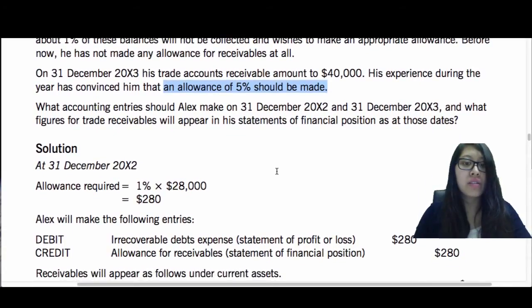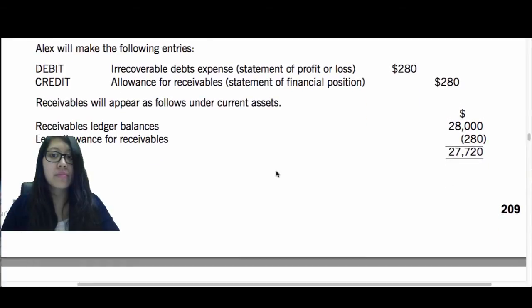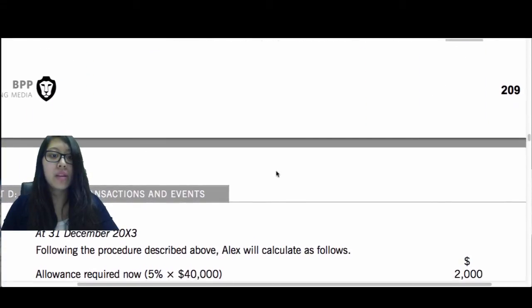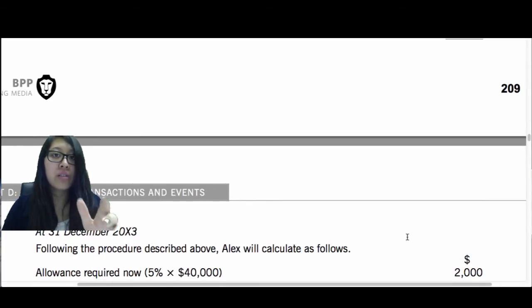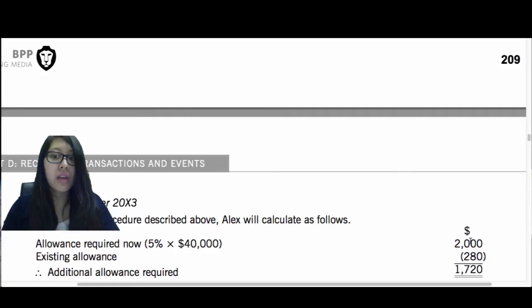So let's see how much 5% of 40,000 is. So the allowance that is required now is 5% of $40,000, which is $2,000. Now, remember how we need to adjust our allowance figures. So if last year he had 280, this year we need 2,000, that means there is an increase in allowance. So what we do with the increase, we need to expense it off into the SOPL, the profit or loss statement. So the difference will then be 2,000 minus $280, which is equal to 1,720. And here we know it as the additional allowance required, or you could just say the difference between the two.